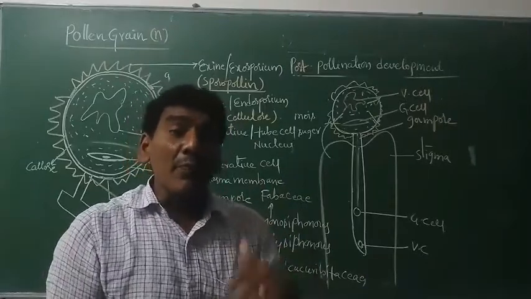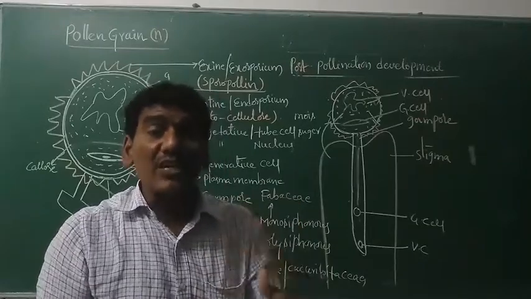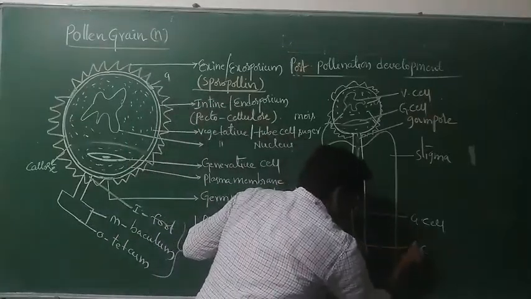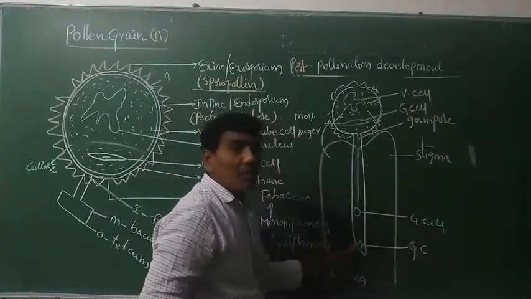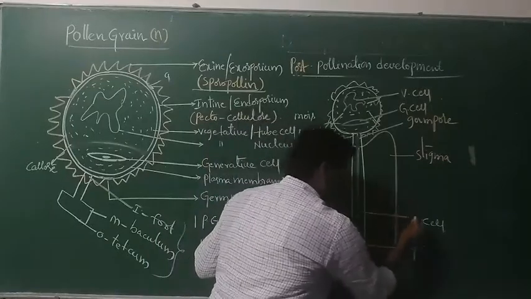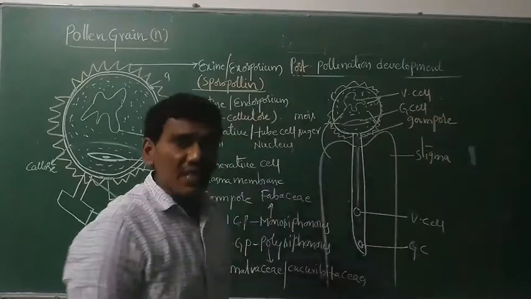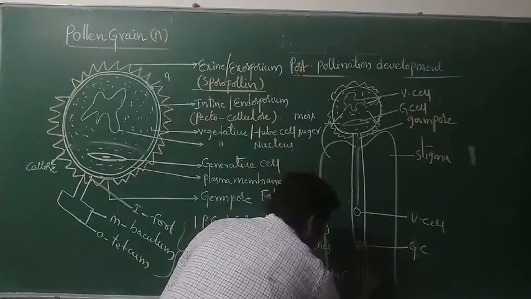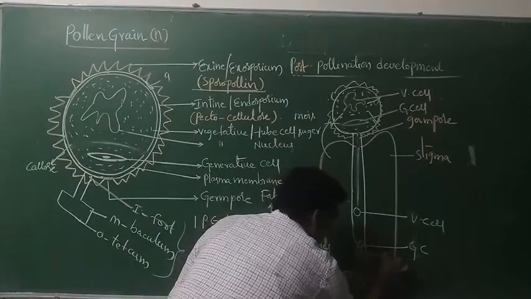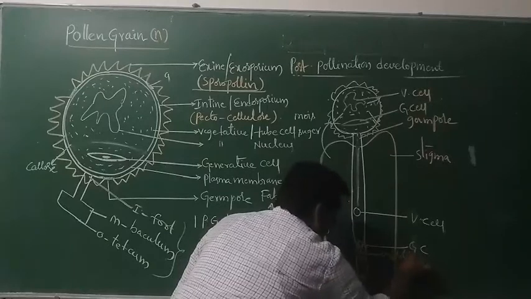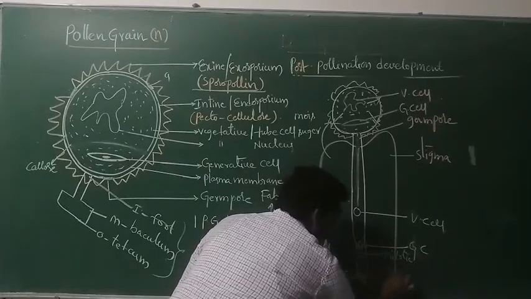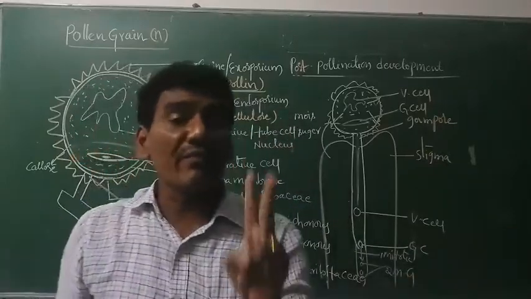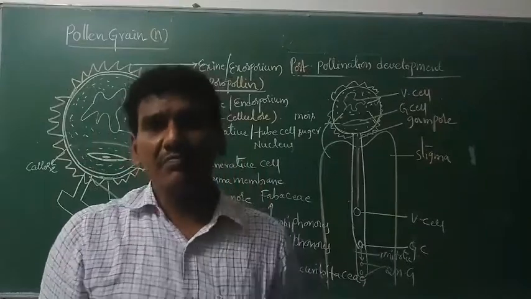Later, during the development of the pollen tube, some structural changes take place. In that condition, the generative cell is located at the tip of the pollen tube, and behind the generative cell, the vegetative cell is present. Later, the generative cell undergoes one more mitotic division to form two male gametes. In this way, two male gametes are formed from the generative cell.